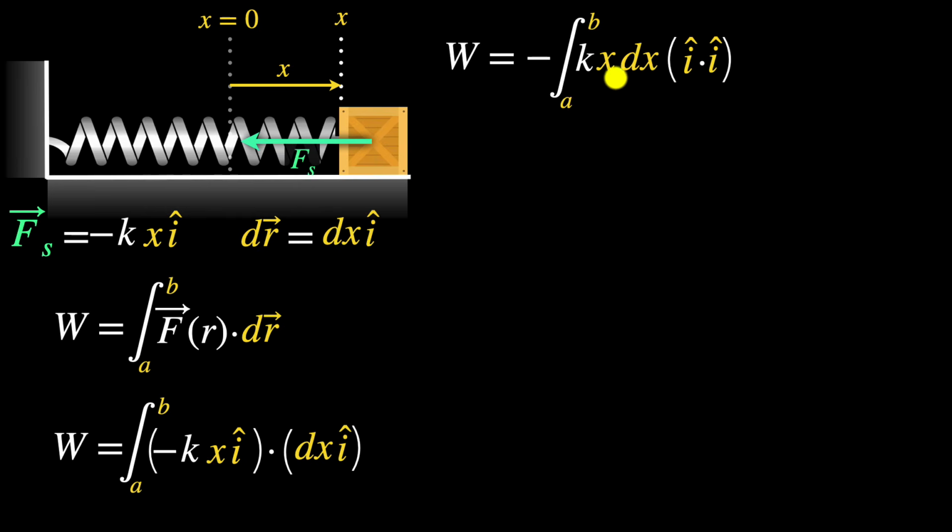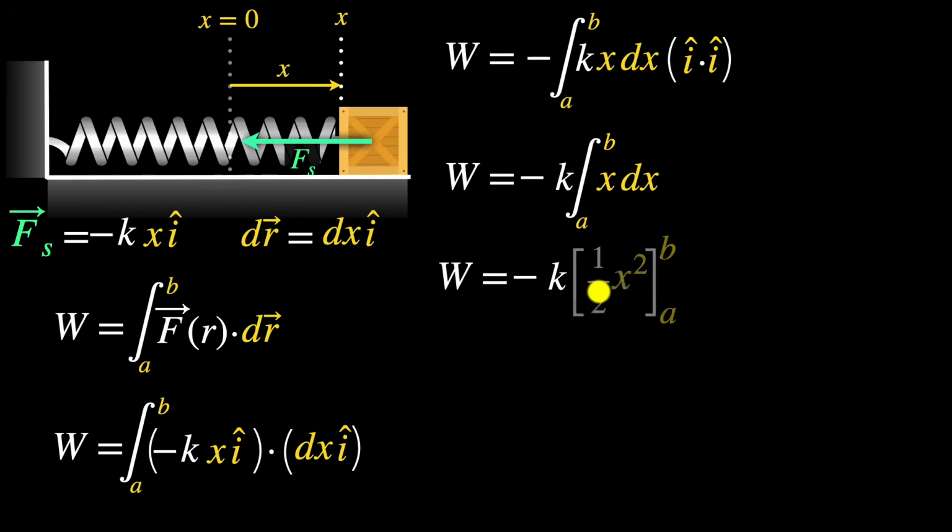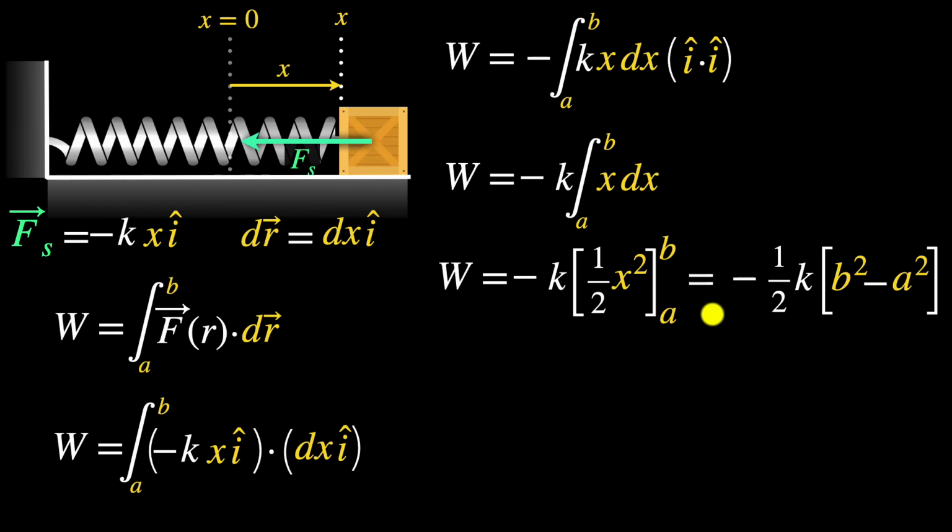Okay, so let's simplify that. We can pull out the constant k. So we get minus k integral of x dx. What's this integral? It's half x squared. So we can write this as half x squared from the lower bound a to the upper bound b. And then we substitute the upper bound minus the lower bound, which gives us minus half k times b squared minus a squared. So we have calculated the work done by the spring force on this block in moving it from some initial point A to some final point B.